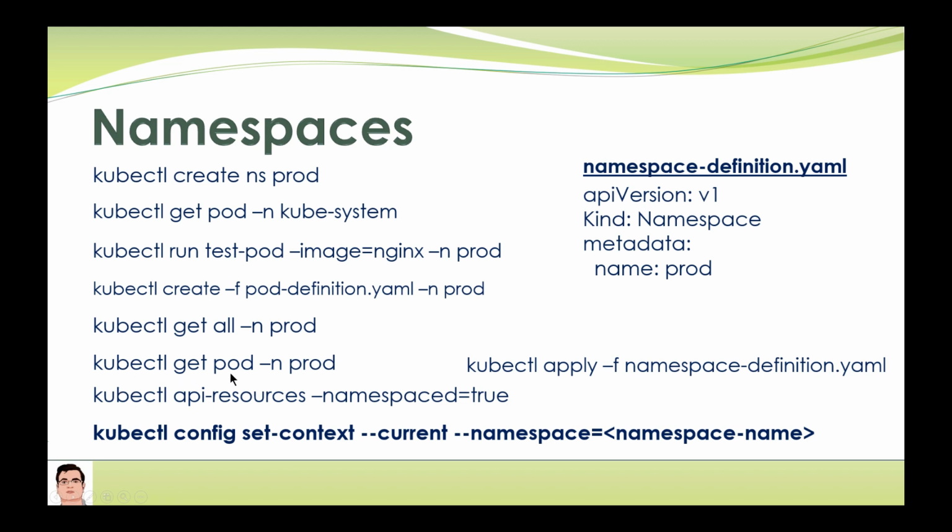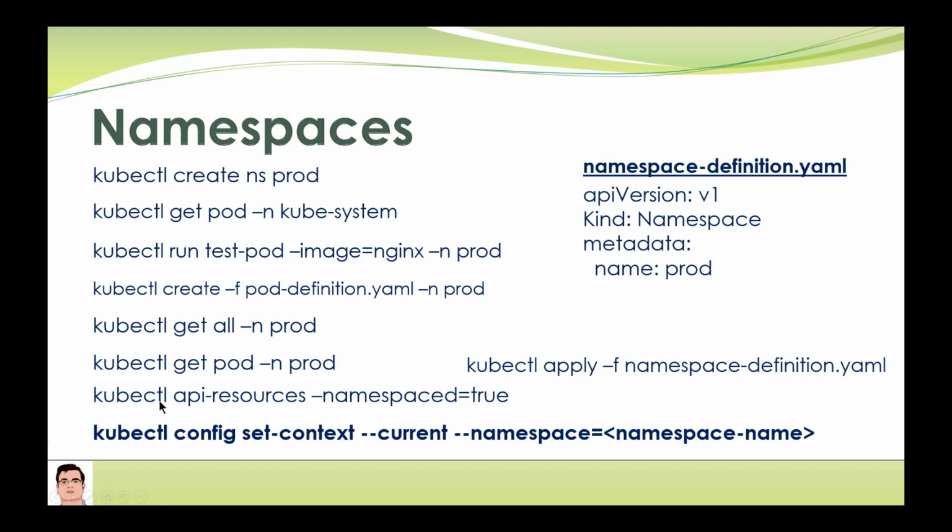kubectl get pod will get only the pods from the prod namespace. And for the definition file, when you have created the definition file to create the prod namespace, you can apply it using the command kubectl apply -f, and here you have to mention the file name, the YAML file.